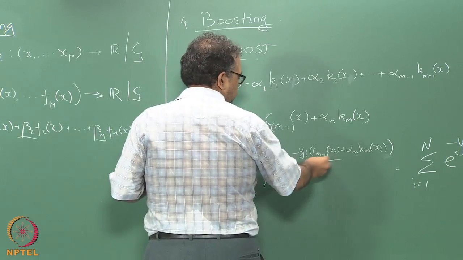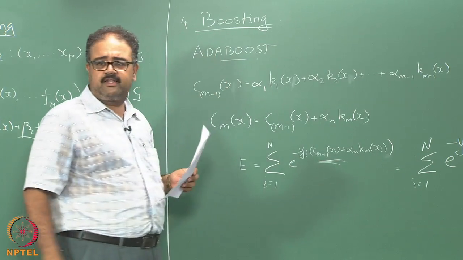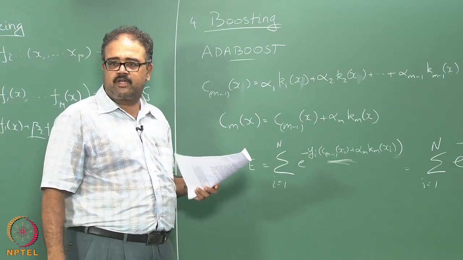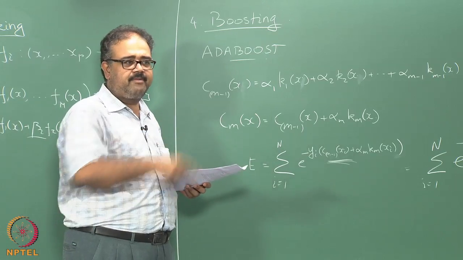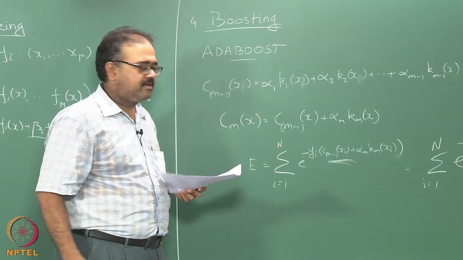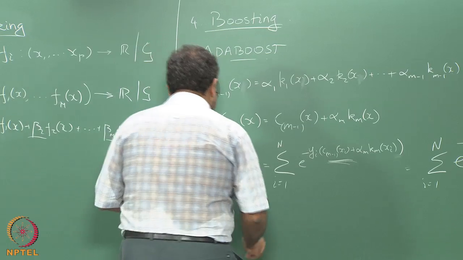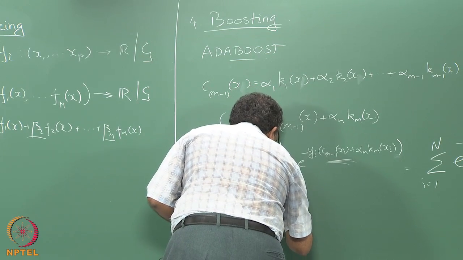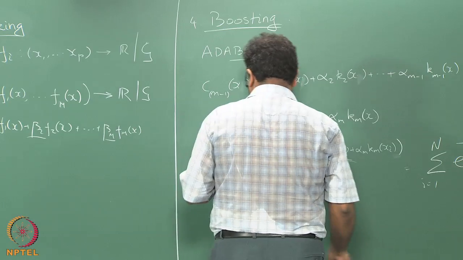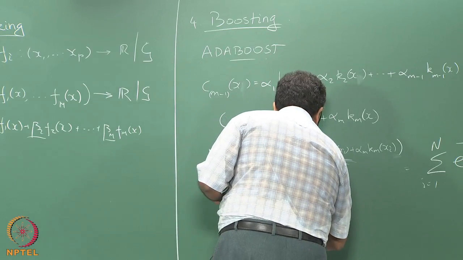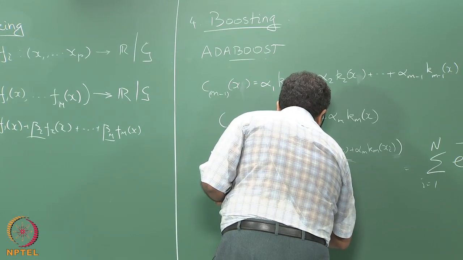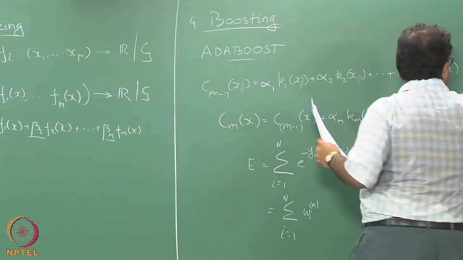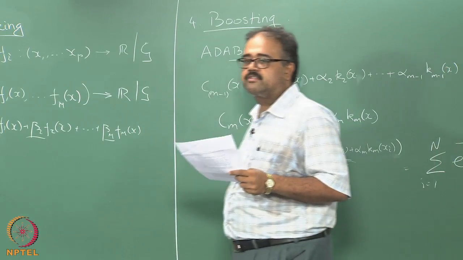So, this thing we already know, so there is no control we have over that. That thing is given to us. All we need to find is alpha m and Km, right? So, I am going to rewrite this as, what is that? That is the loss function we are going to be using, the exponential loss function.